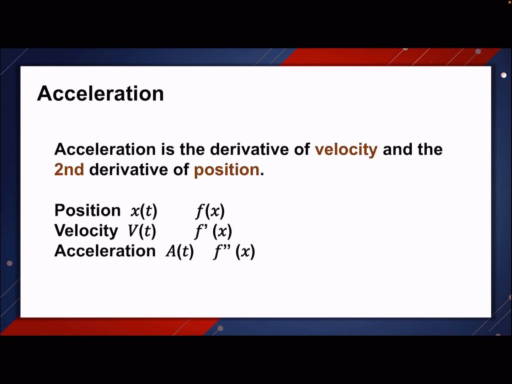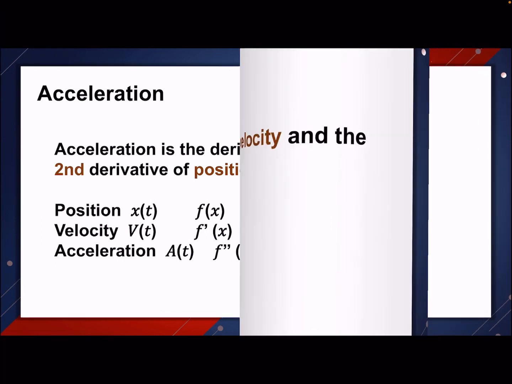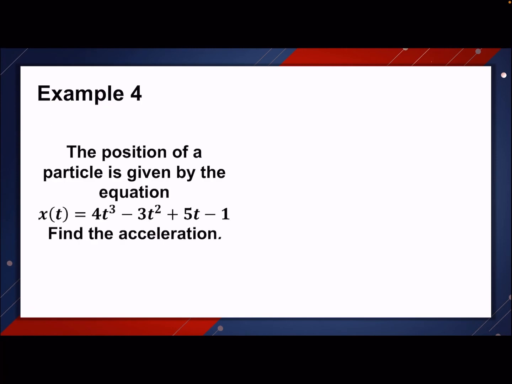So what is acceleration? Acceleration is the derivative of velocity and the second derivative of position. So let's see a fourth example. The position of a particle is given by the equation x(t) is equal to 4t cubed minus 3t squared plus 5t minus 1, and we need to find the acceleration.